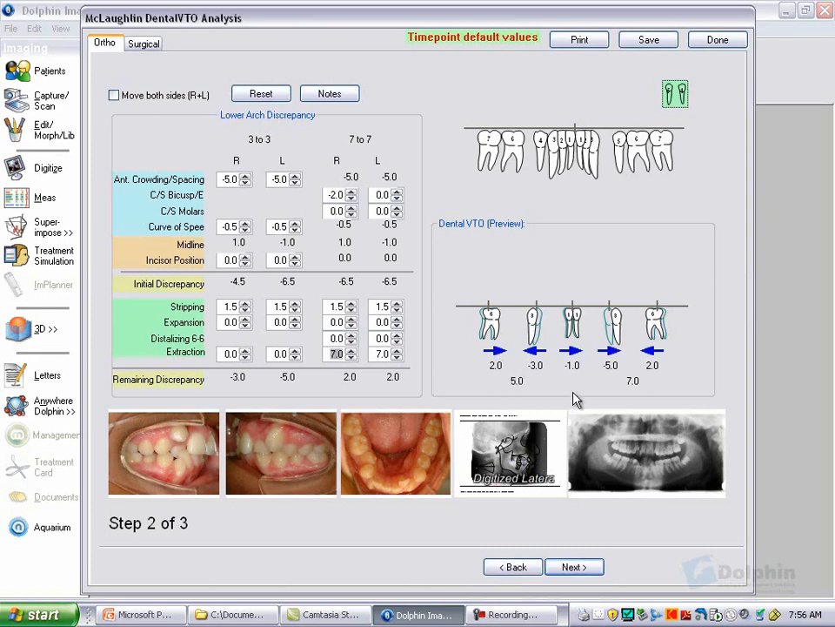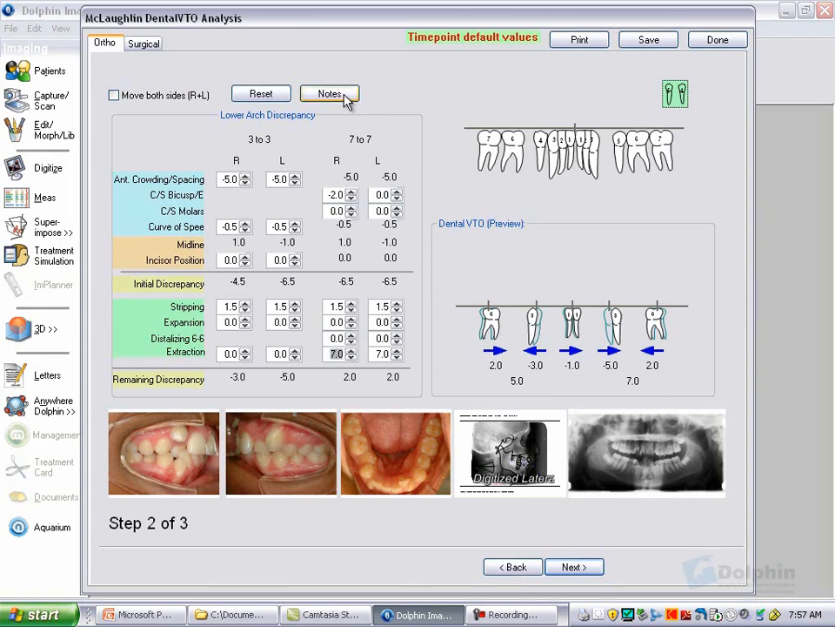We go over to the lower left side. The canine is going to be retracted 5 millimeters. We're going to extract the first bicuspid, and because there's no crowding in that area, we're going to gain the entire 7 millimeters of space, and therefore the lower molar comes forward 2 millimeters on the lower left side. So now we've got a very nice look at what our anchorage demands are in the lower arch, where teeth are going to be moving, and that's a very good record for us as we move forward.